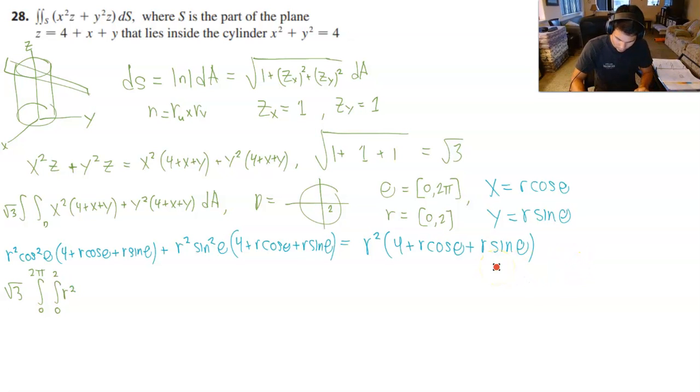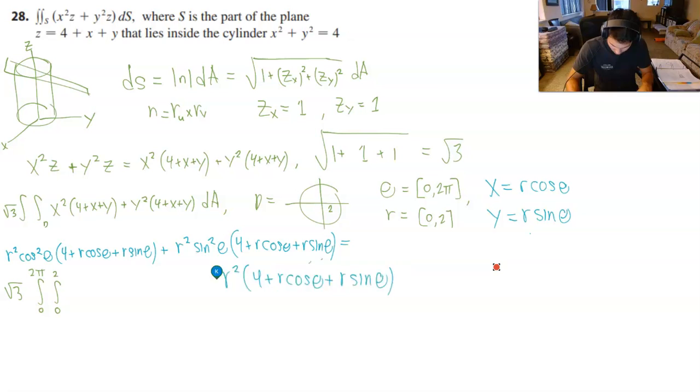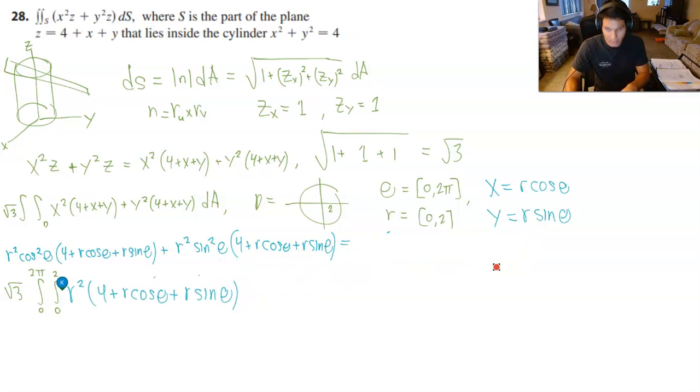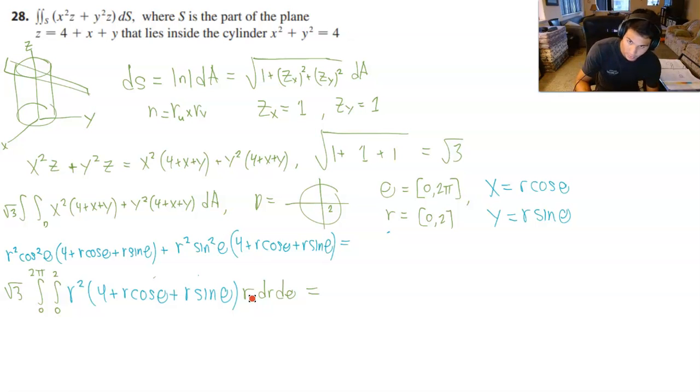And real quick, what I'll do to save some time is I'll just drag this guy over here. Like that. And remember, since I changed from x and y into r and theta, I have to have my Jacobian r. And now it's a dr d theta integral. And as you guys can imagine, what I can do here is I can do one integral at a time.